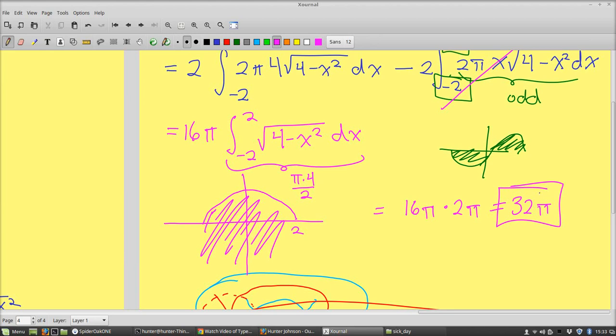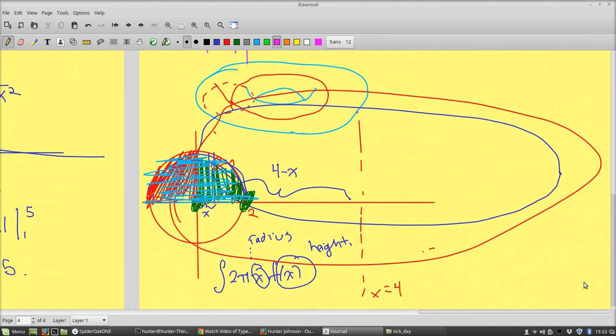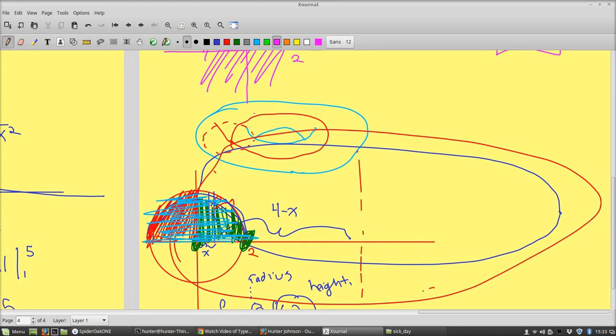So that's an example of using, this is pretty awesome, isn't it? Like, we found the volume of a torus using calculus. That's like getting pretty sophisticated. So I'm going to stop there, and you need to do a lot more practice on your own, but that's the end.